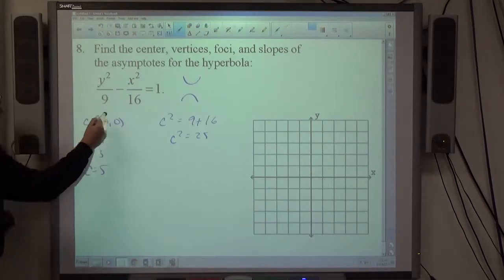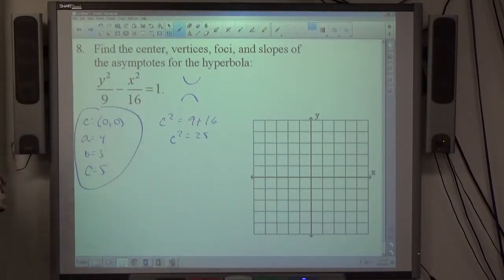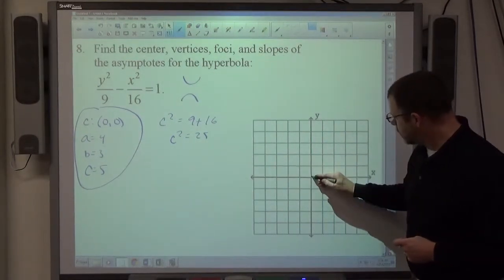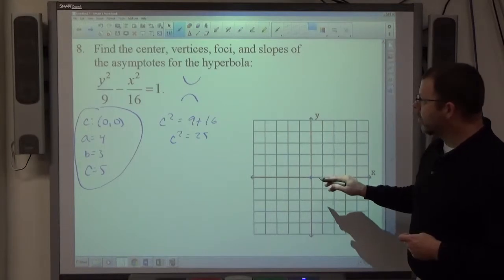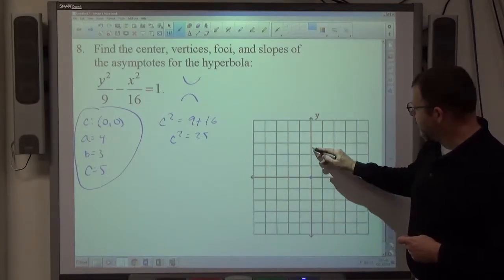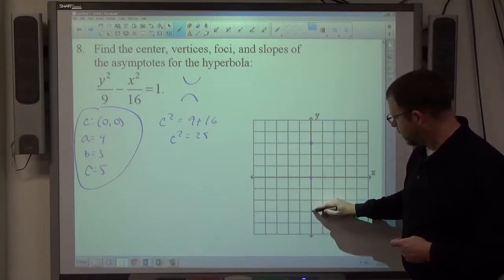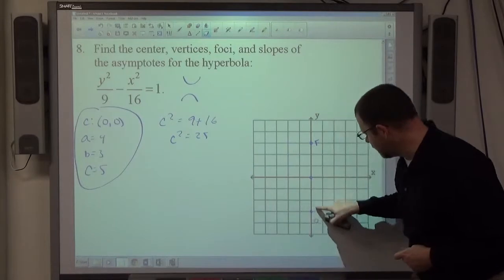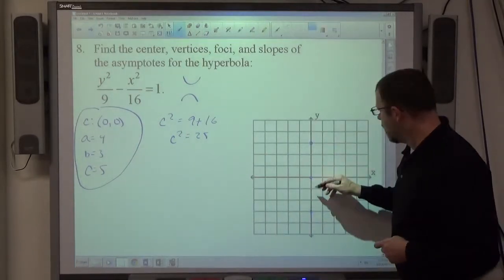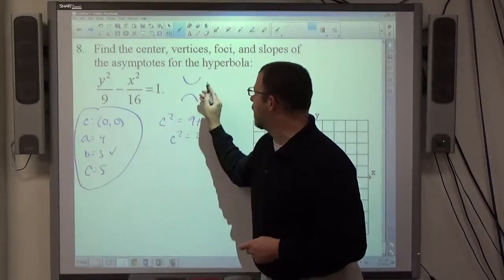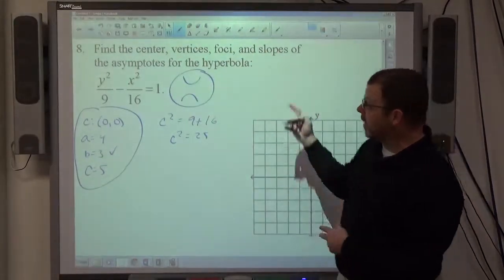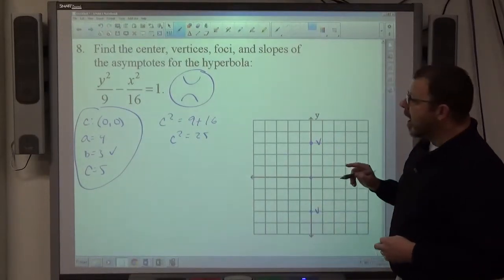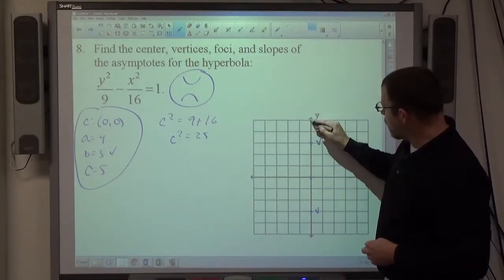So I found my center, I know what a, b, and c are, and a, b, and c are going to tell me everything I need to know. If I plot my center, and I go 3 spaces up and down, those are my focal points. I'm sorry, those are my vertices. Just misspoke there. I'm going to go b spaces up and down. I'm going up and down because it's an up and down hyperbola, and I know that because y squared is positive. 3 spaces up and down are my vertices. And then 5 spaces up and down are going to be my focal points.